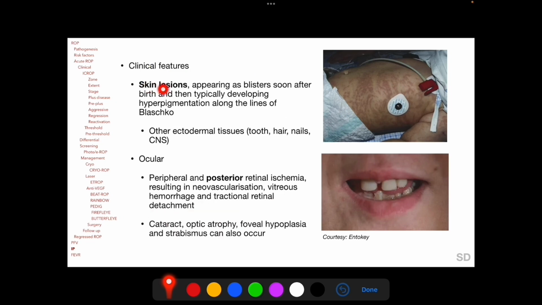members. Skin lesions are characteristic of incontinentia pigmenti and appear as blisters soon after birth, and then typically develop hyperpigmentation along the lines of Blaschko, as seen here in this clinical photograph. The lines of Blaschko are the purported lines along which the epidermis migrates in a growing child. Other ectodermal tissues, such as teeth, as seen here in this clinical photograph, can also be involved in incontinentia pigmenti.